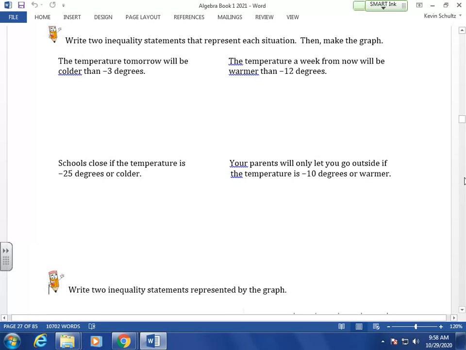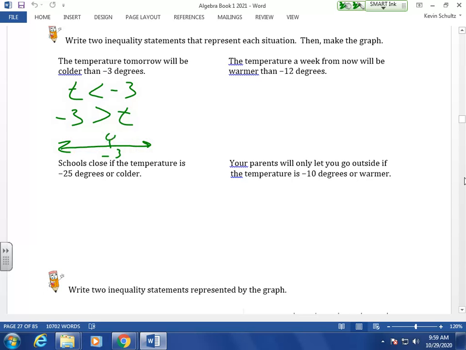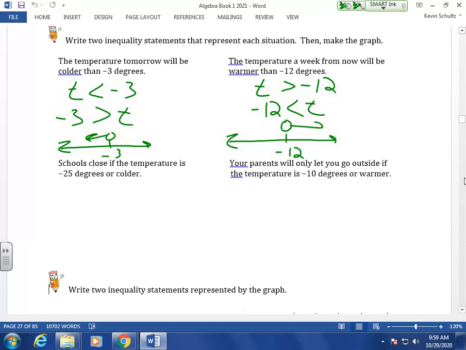The temperature tomorrow will be colder than -3 degrees. So T is less than -3, not less than or equal to, right? Because colder would not include -3. -3 is greater than T would be the other way to write that. And we have an open circle at -3 going left. The temperature a week from now will be warmer, I sure hope so, warmer than -12 degrees. T is greater than -12, or -12 is less than T. And so we have an open circle at -12 going to the right.